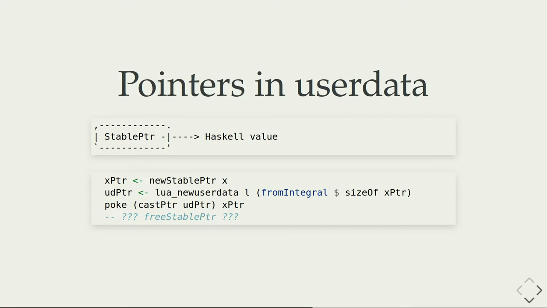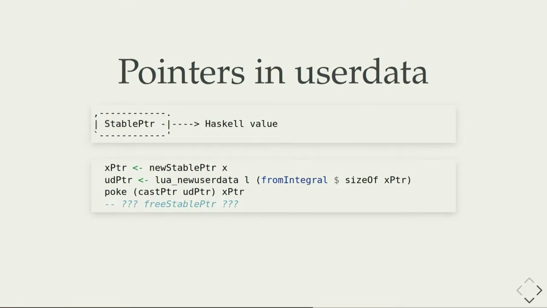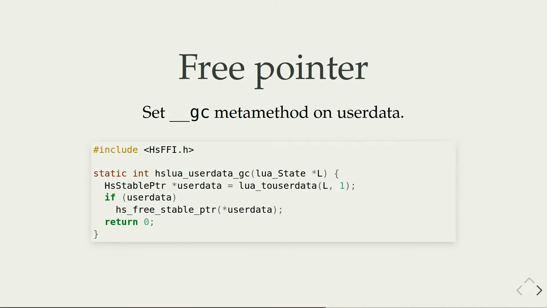But the problem is, when do we free that stable pointer again? Maybe that user data lives forever, and it's enough if we free the pointer once the program finishes, but maybe we create a lot of them and we're not entirely sure when they go out of scope in Lua. And happily, we have the __gc metamethod, because that one allows us to run any code every time the garbage collector realizes an object is no longer used, and this also works for user data, so the user data is collected.